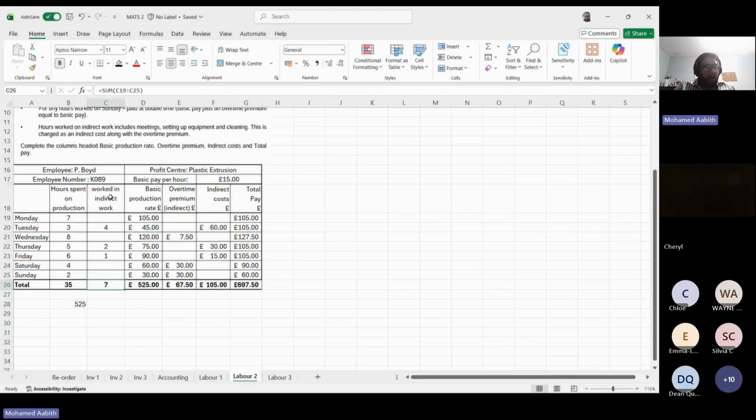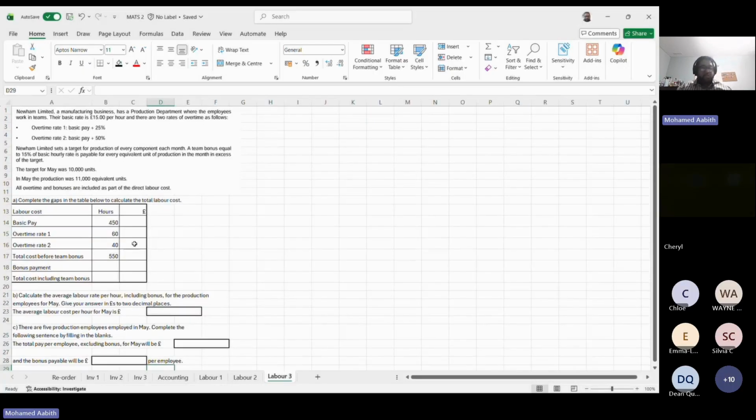And then anything I worked on my indirect work is going to be my overheads, which is going to go under this indirect cost. And similarly, the overtime premium, anything I worked on production more than my contractual hours, is going to be charged time and a half for the weekdays, and for the weekend it's 2 times, including Sunday. So the extra premium we received here, and we add them all together, we got £697.50 for working altogether 42 hours, which is not a bad outcome for that employee.